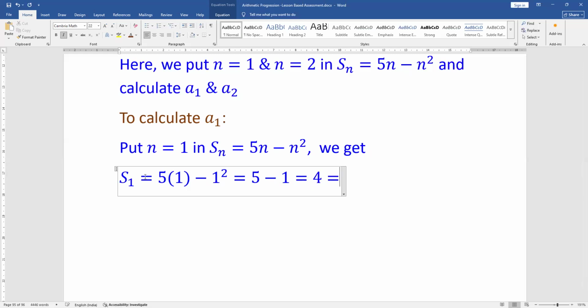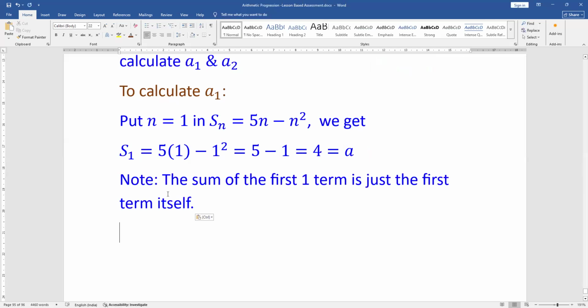It is nothing but A1, the first term. A or A1, anything is fine. Note that the sum of first one term is just the first term itself. With only one term, the sum is the same number, no change. So S1 will be equal to A, that is the meaning.